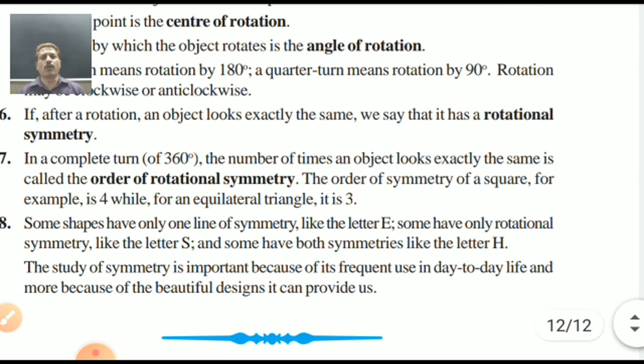Some shapes have only one line of symmetry, like the letter E. Wherever you rotate E, you will not get E again. Yes. Some have only rotational symmetry. Line symmetry is there, and after rotation there is another. Yes. In line symmetry it has only horizontal, like the letter S, and some have both symmetries, like H.